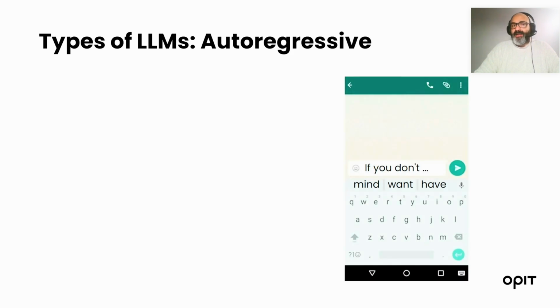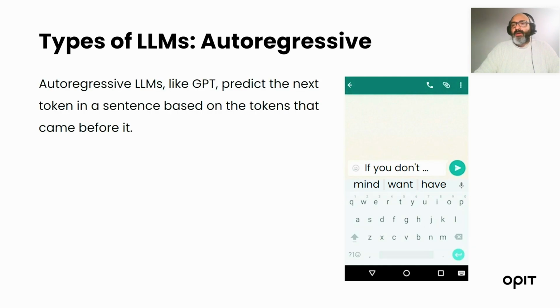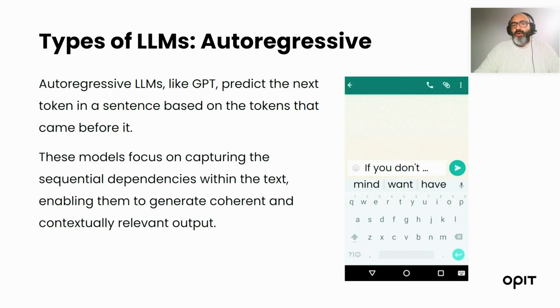Which are the autoregressive types of LLMs? Autoregressive LLMs, like GPT, predict the next token in a sequence based on the tokens that came before. These models focus on capturing the sequential dependencies within the text, enabling them to generate coherent and contextually relevant outputs.